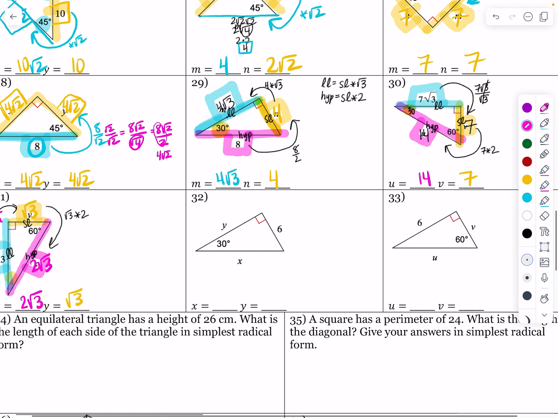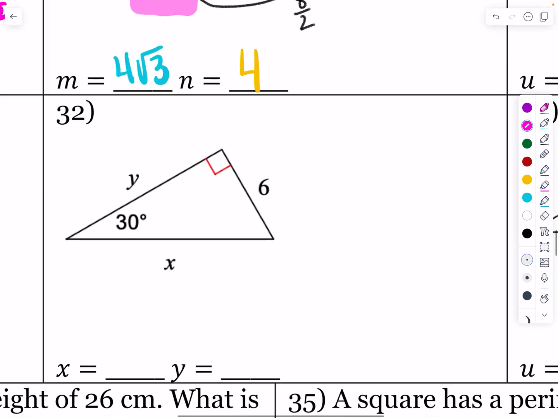All right, number 32. Number 32, if you had forgot your 30, 60, 90 rules, you would not be able to use Pythagorean Theorem on this, simply because we only have 1 out of the 3 pieces. Now, eventually you'll learn trig, and you could do trig instead, but because we want this in simplest radical form, we want to learn these rules to make this really fast. So there's our short leg. The short leg is given at 6. We're trying to find our long leg, and we're also trying to find our hypotenuse.